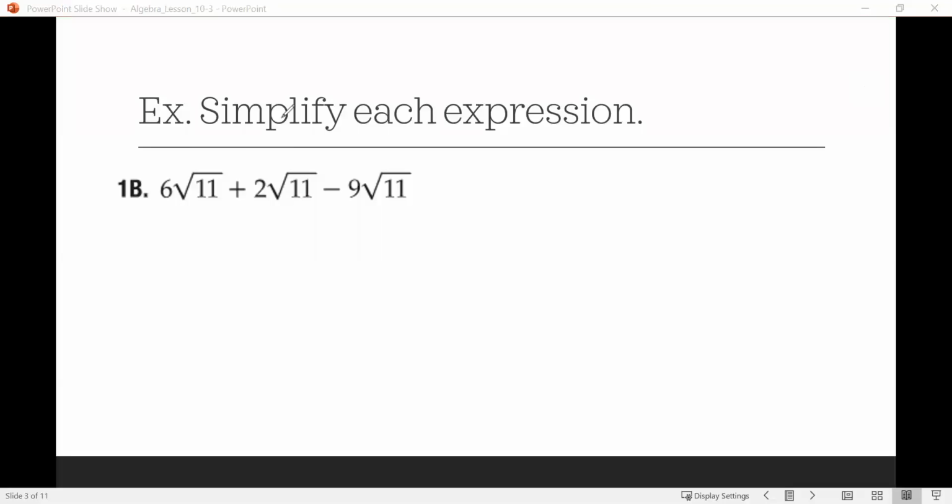Okay, so it says to simplify each expression. So here we have 6 radical 11 plus 2 radical 11 minus 9 radical 11. Well, they all are like radicals. So I would just add or subtract what's in front. So 6 plus 2, that would be 8. And then 8 minus 9 would be -1. And then my radical would stay the same. So it'd be -1 times radical 11, which can be simplified to negative radical 11. We don't need that 1 in front of the radical symbol, okay?